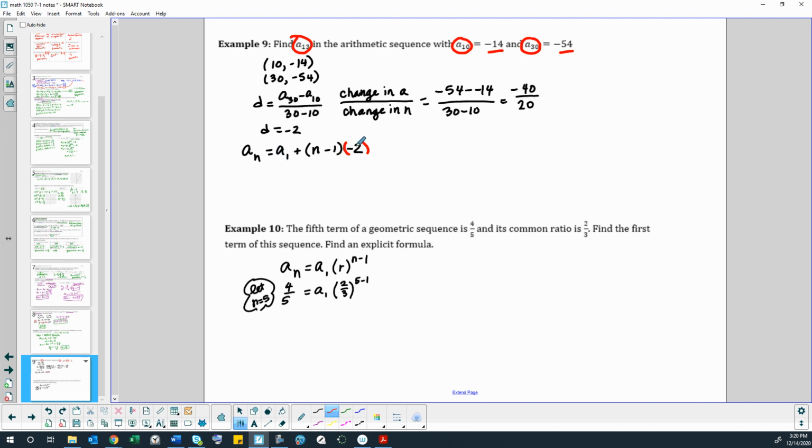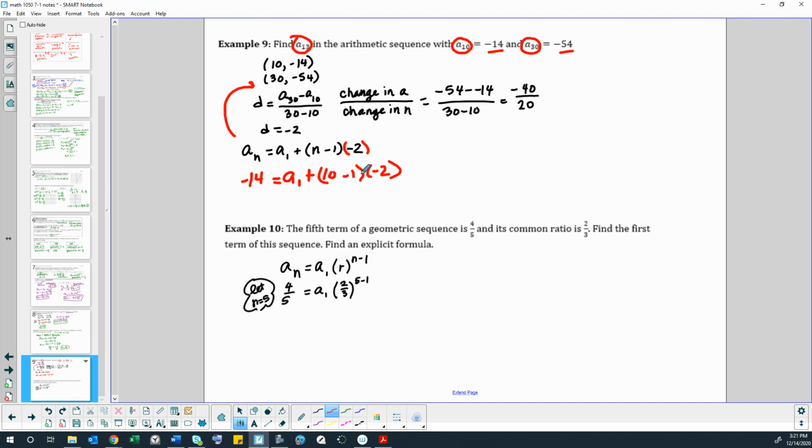So here's our little formula with our negative 2 plugged in here and minus 1 here. A sub 1 is what we're trying to find. And we are going to have to use one of these 2 points here to help us find this value. So let's pick one, either 10 or 30, doesn't matter, you choose. So if we do the 10, I guess I'm choosing because you're not here to tell me what you want. If we choose 10, then that means that a sub 10 is negative 14. So I'm going to put negative 14 in place of a sub n. I still don't know what a sub 1 is. I'm going to plug 10 in for n.